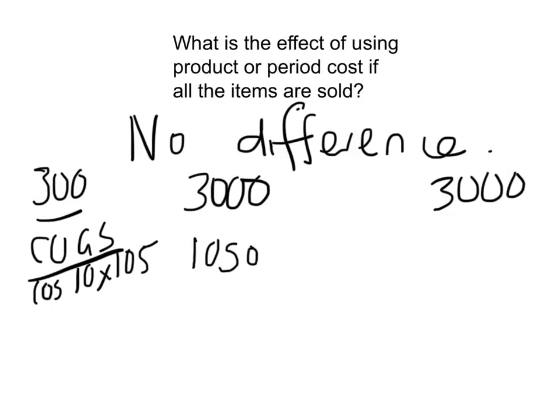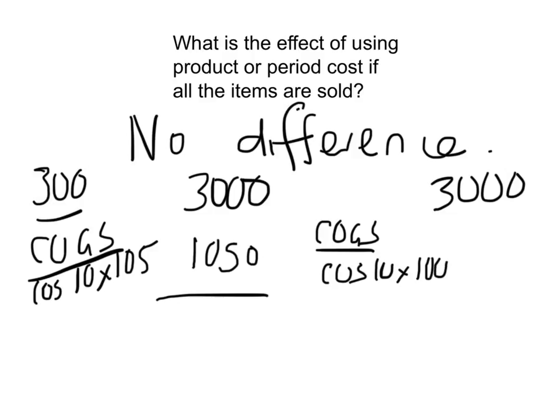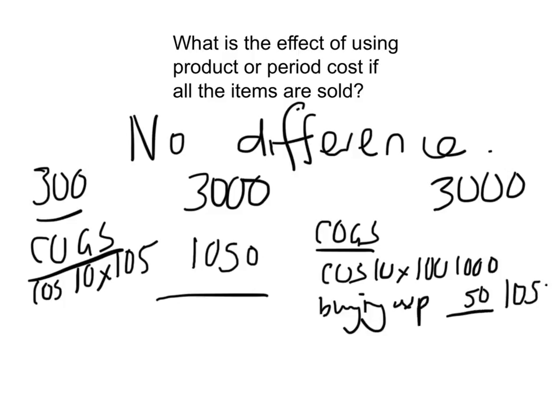There's no other buying expenses under product cost, so that's it. In the period cost method, we've got a cost of goods sold that'll have cost of sales of 10 times 100, which is 1,000, plus the buying expense of 50, 1050. So you can see from there that under both methods, you'll get the same amount of profit, which is 1950. So that just proves the point.